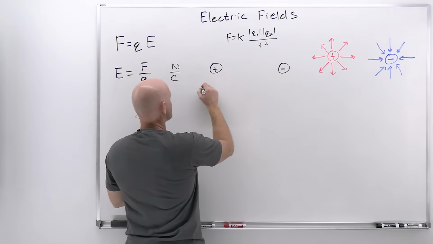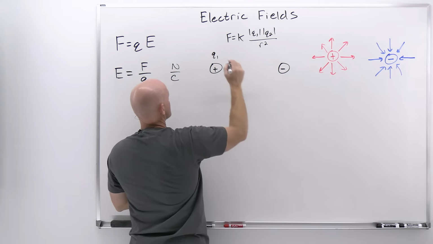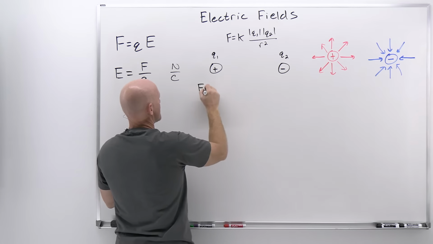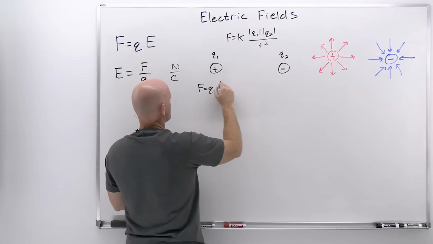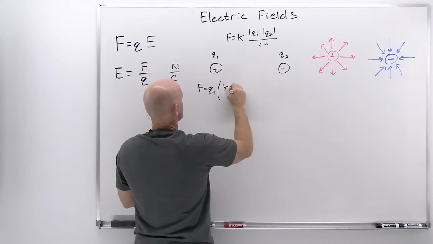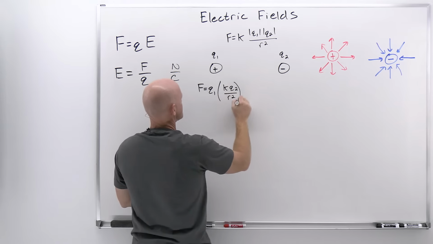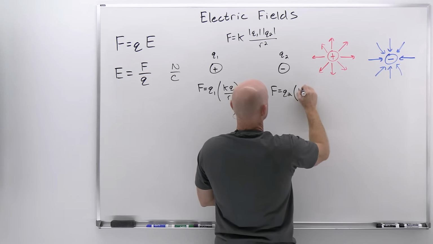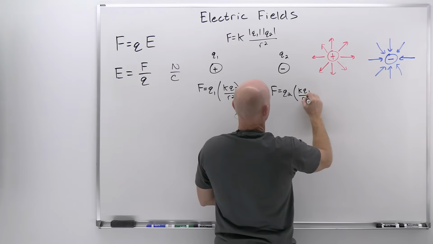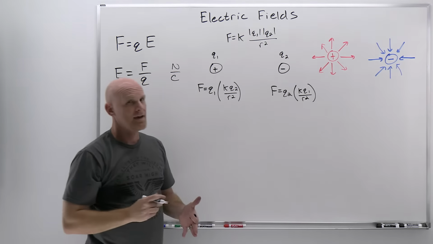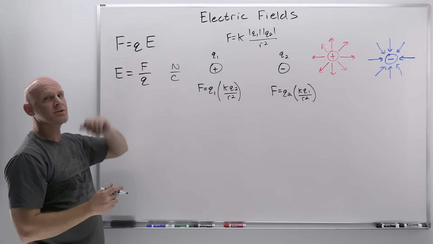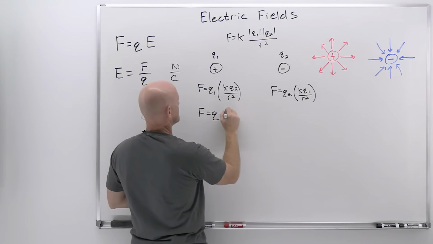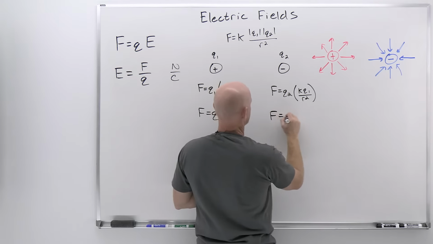I'm going to write that just a little bit different for these. I'm going to label, so the positive charge is Q1 and the negative charge is Q2. So Coulomb's law could also be written as Q1 times K times Q2 over R squared. And over here, I'm going to write it as Q2 times K times Q1 over R squared. And we want to match this up with our new expression relating electrostatic force and electric field. So F equals QE, F equals QE.